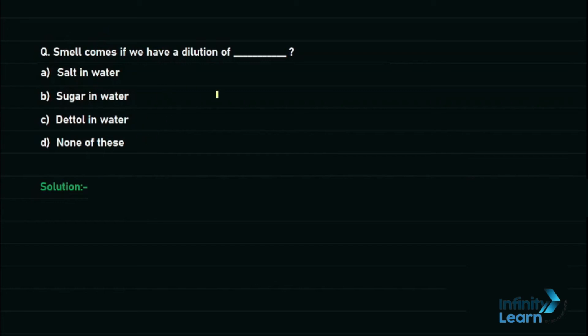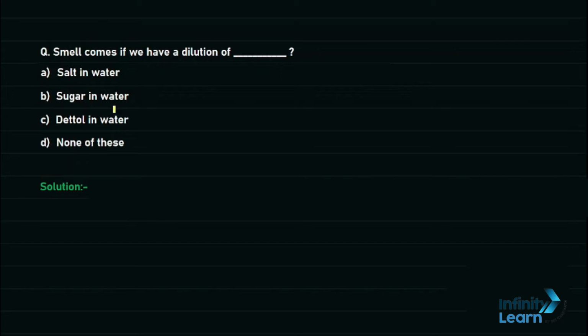Hello students, so your question is: smell comes if we have a dilution of dash. Our first option is salt in water, second option is sugar in water, our third option is Dettol in water, and our last option is none of these.